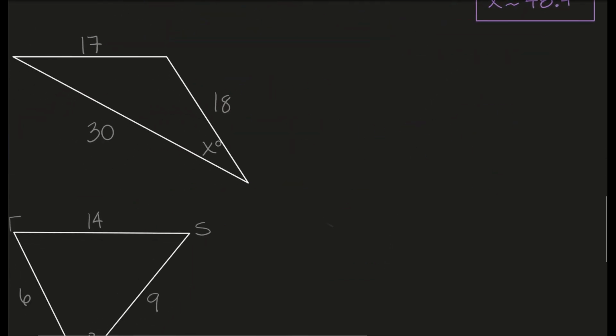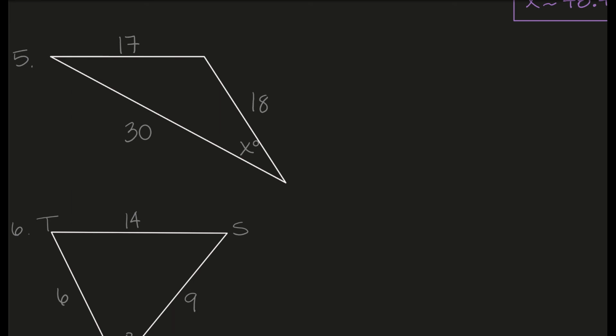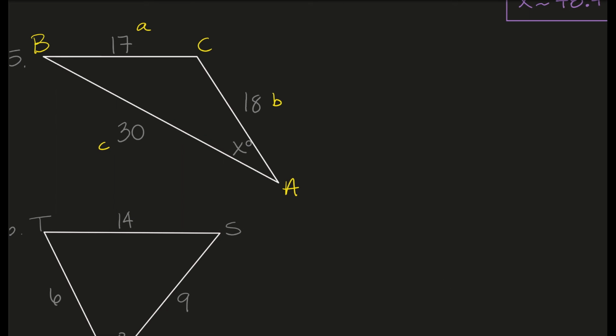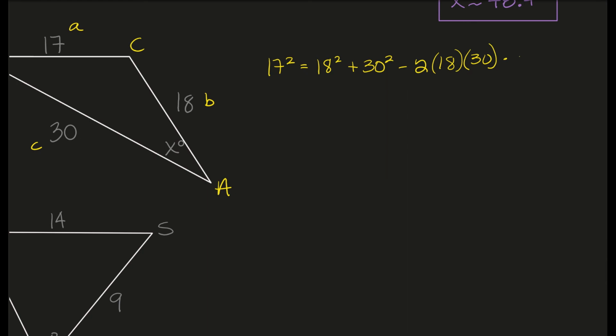So let's try another one like this where we're solving for an angle. So here we'll call this angle A. That makes this leg A. I can call this angle B, angle C, leg B, leg C. So now when I plug this into my formula, I have A squared, which is 17, equals B squared plus C squared minus 2 times B times C. And this will be times the cosine of angle A, which here is X.